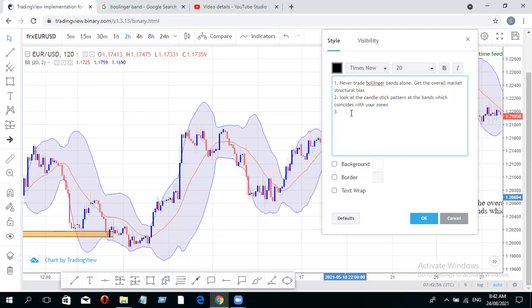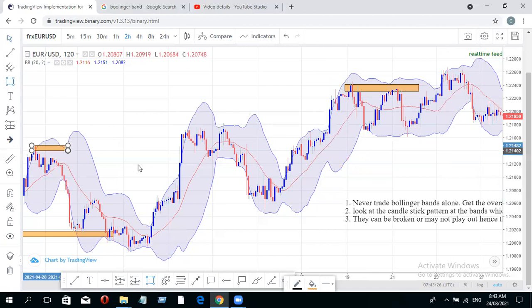The last thing you should know about the Bollinger Bands is that they can be broken, or may not play out. Hence, they aren't foolproof. It may come to the lower Bollinger Band like it did here. If you draw a zone here, you see there was some kind of resistance at this point. But what happened? The market still bought all the way up, and then it gave some kind of fail safe test, and then look what happened.